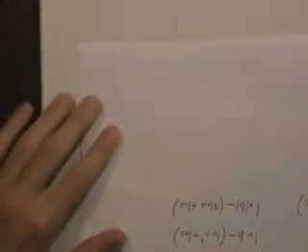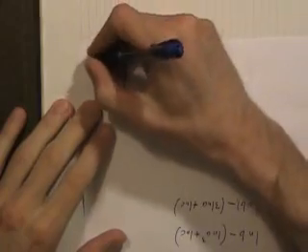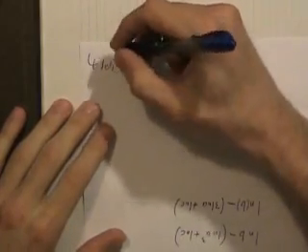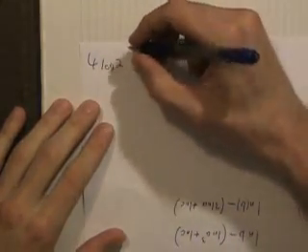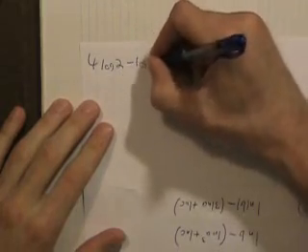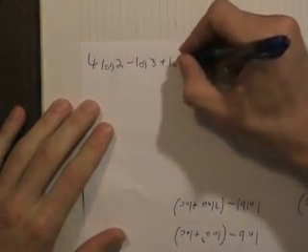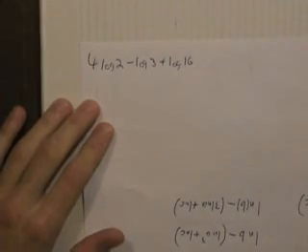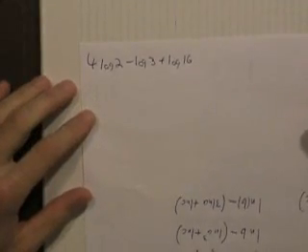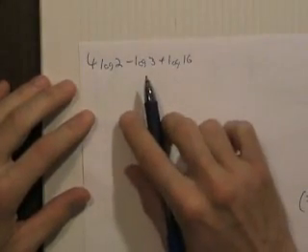13, let's see, what does 13 say? 13 wants the opposite done. 13 wants you to condense. So what do we got? 4 log 2 minus log 3 plus log 16. I thought you guys were the pros at this. Alright, to condense this into one log, you just have to reverse all the steps that we did here.